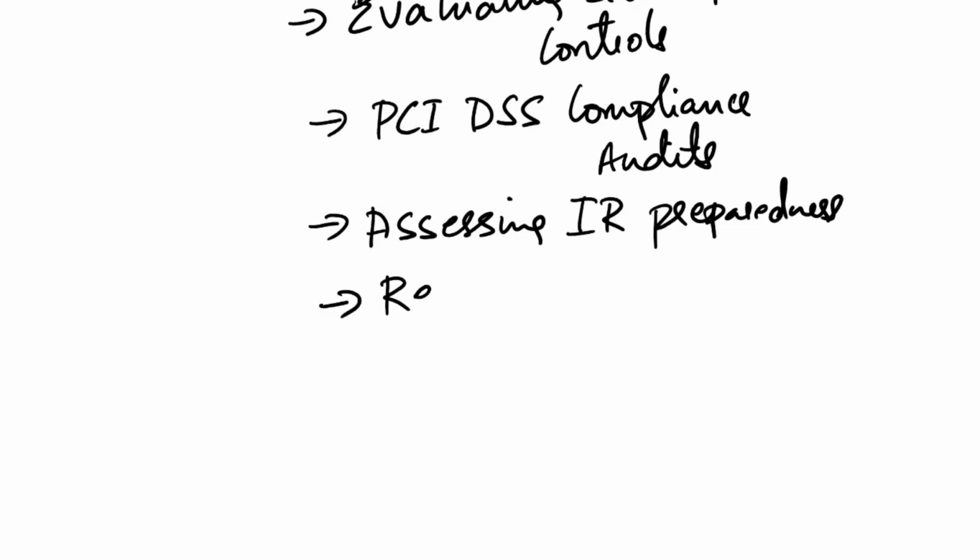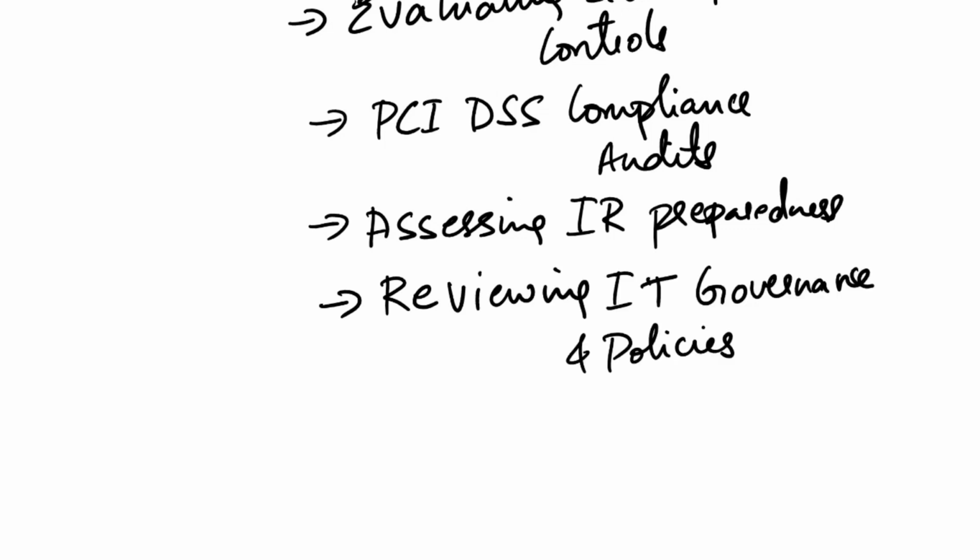Next, reviewing IT governance and policies. IT audits assess the organization's IT governance framework, policies, and procedures to ensure alignment with regulatory requirements. This includes reviewing documentation, governance structures, and adherence to established policies.